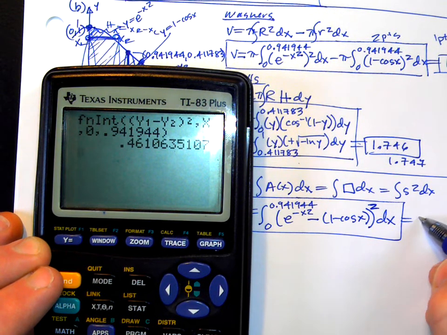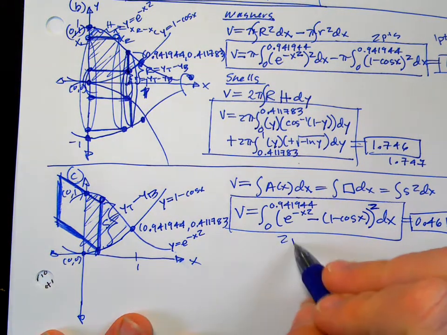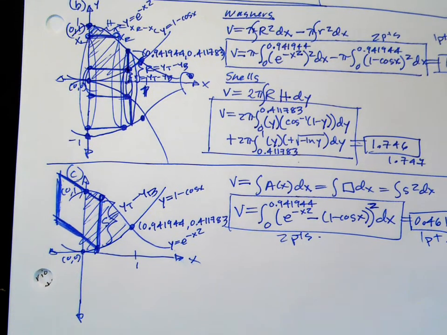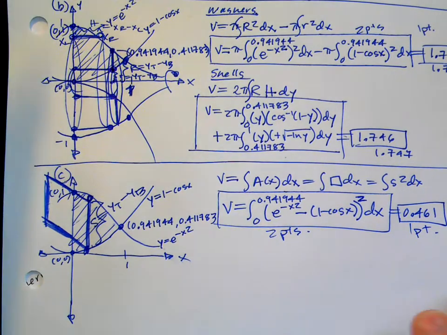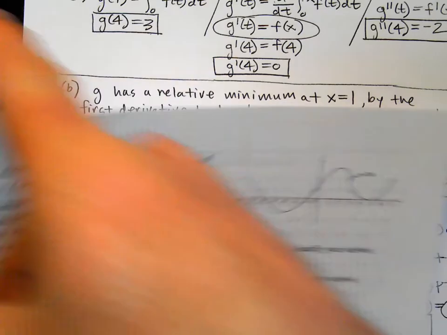And we get 0.461, truncated to 3 decimal place accuracy. Turns out the same. It's 2 points for the setup, 1 point for the answer. So if all you do is put answers and you don't put the setups, you're going to lose most of the points. So that's just a good review of what we were doing in the last couple chapters.